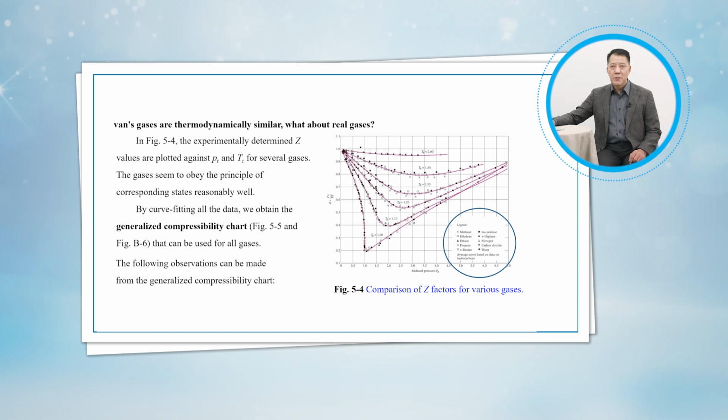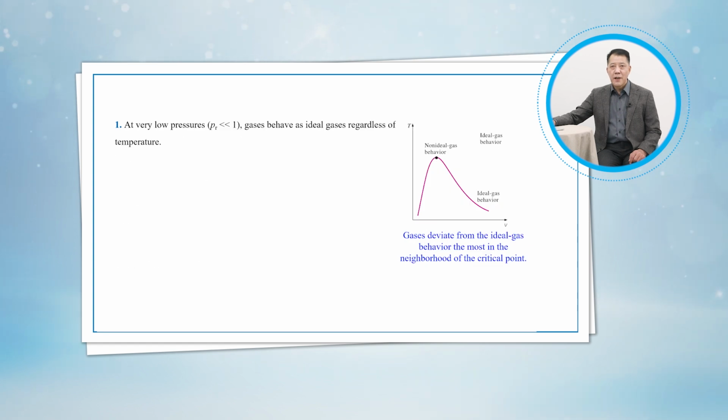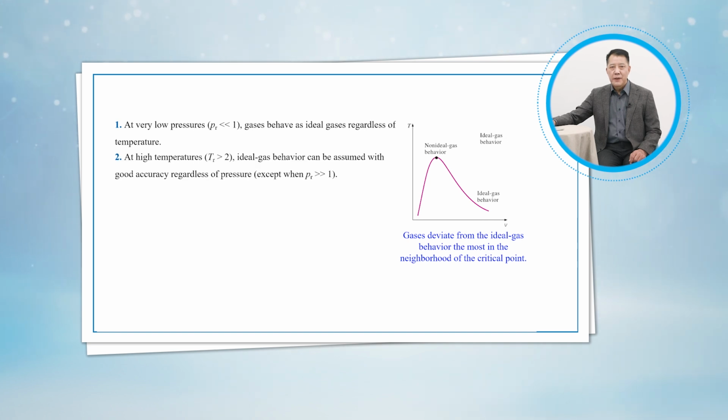The following observations can be made from the generalized compressibility chart. The first one is, at very low pressure, gases behave as ideal gases regardless of temperature. The second one is, at high temperatures, ideal gas behavior can be assumed with good accuracy regardless of pressure.